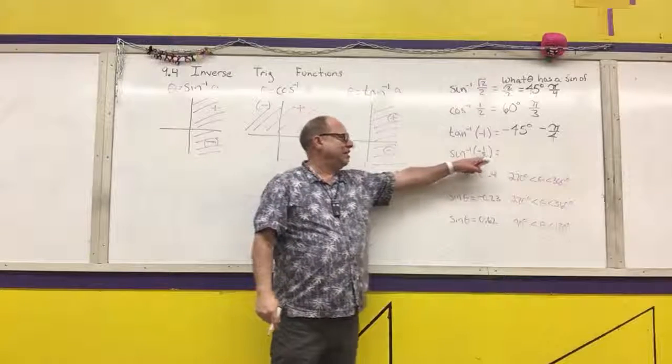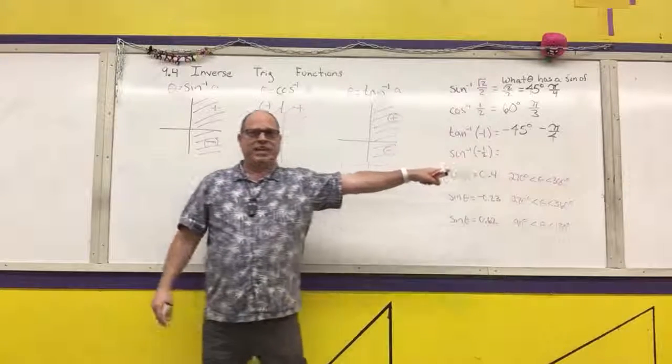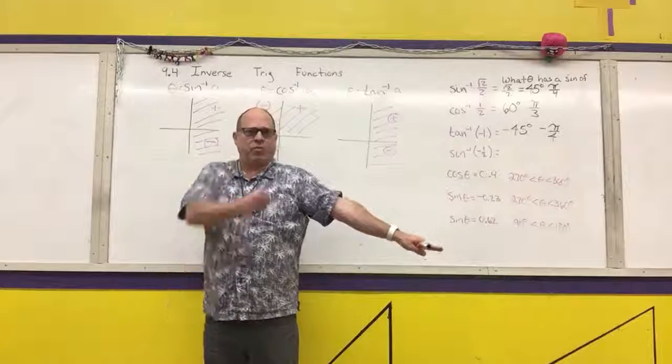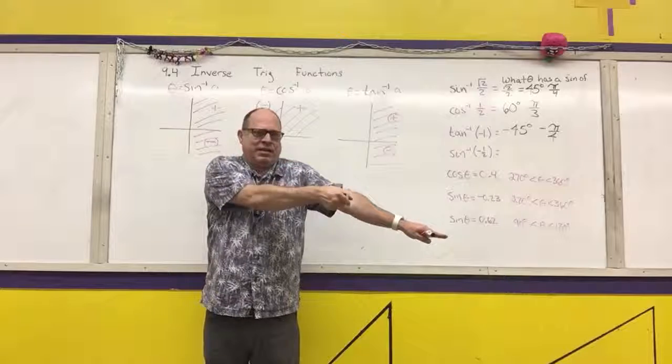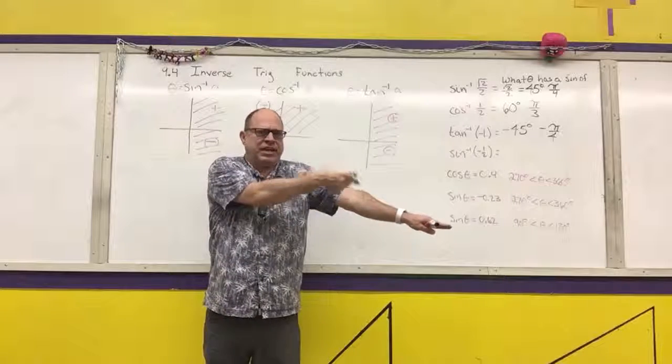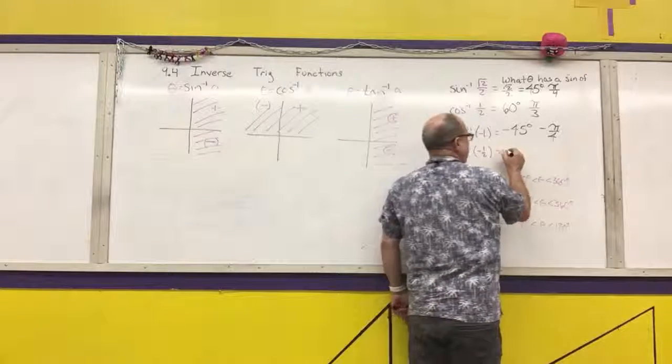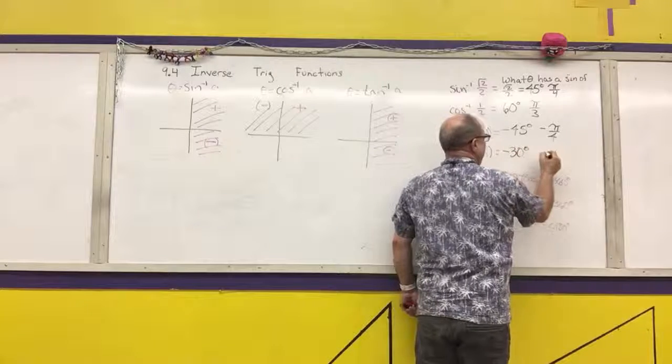Next one, what angle has a sine of -1/2? Sine is the y-coordinate, so the y is the short one in the negative direction. So that would be a negative 30 degrees because it's the shallow angle. Or negative pi sixths.